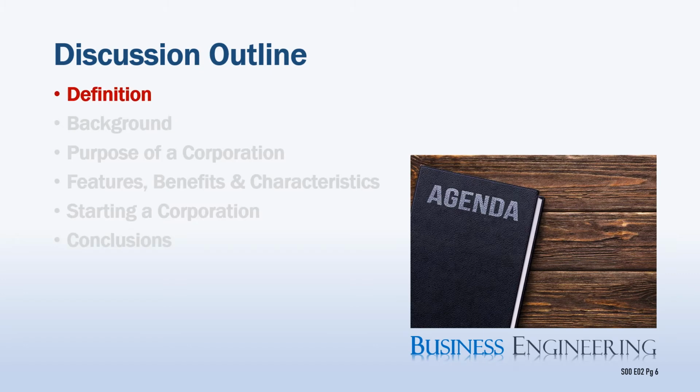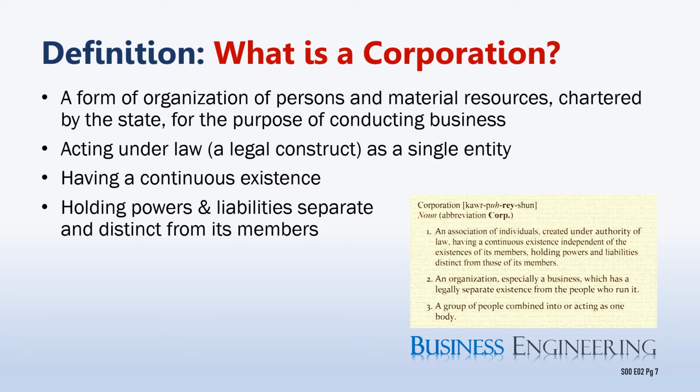Let's start by exploring and understanding the definition of a corporation. A corporation is a form of association or organization of persons and material resources chartered by their respective state or nation for the purpose of conducting business. They are acting under a law or a legal construct as a single entity, having a continuous existence, and they hold powers and liabilities separate and distinct from their members.